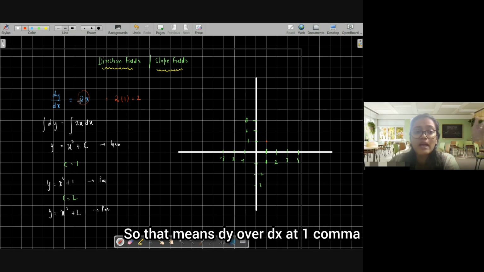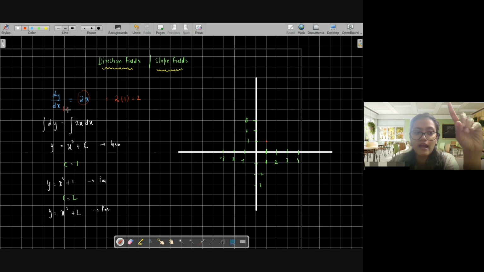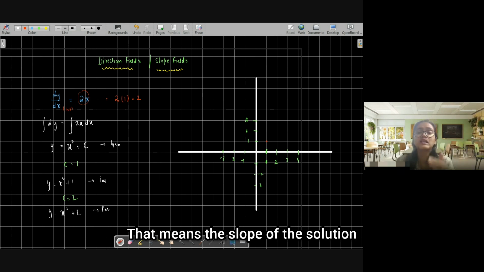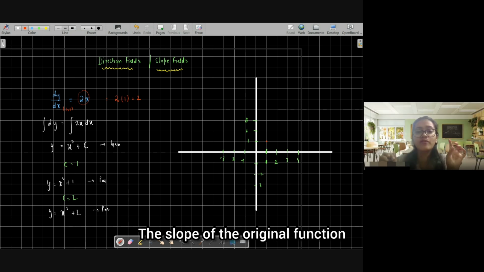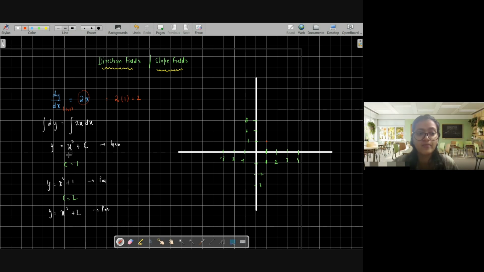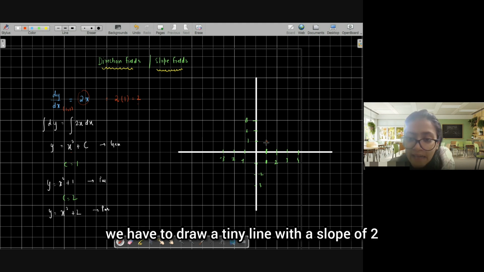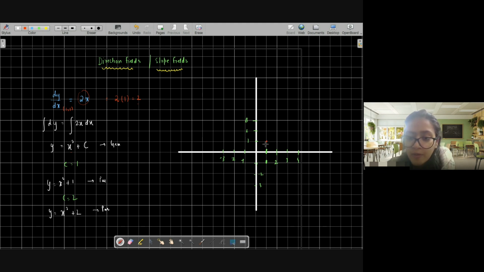So dy over dx at the point (1, 1) is 2. That means the slope of the solution is 2, since dy over dx is slope. So the slope of the original function at (1, 1) is 2. At this point, we have to draw a tiny line with a slope of 2. A slope of 2 means it will be slightly steeper.